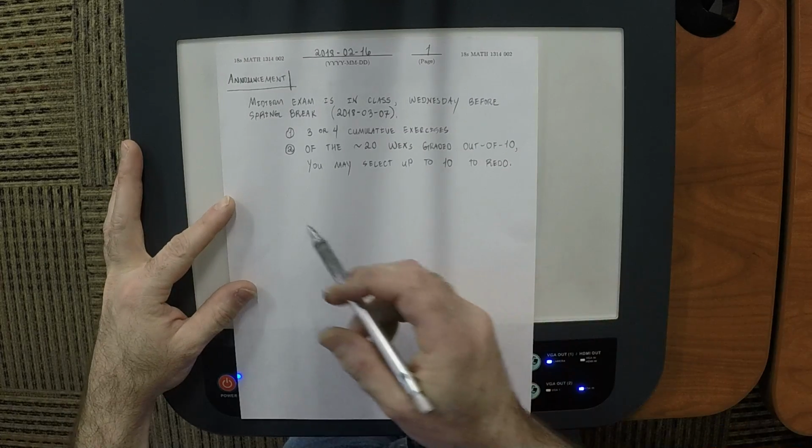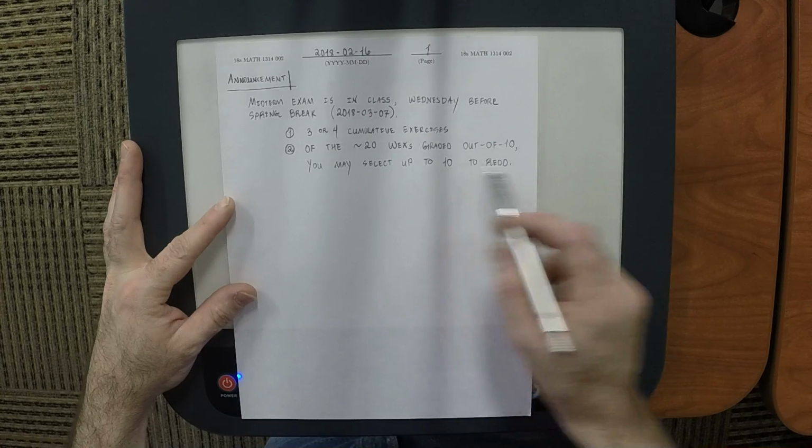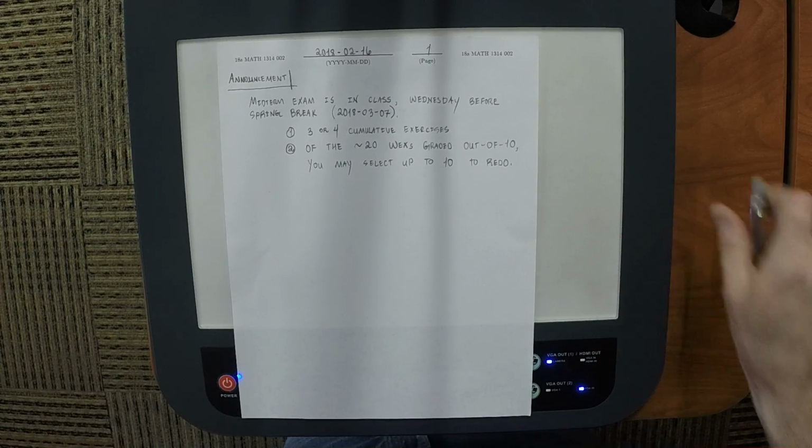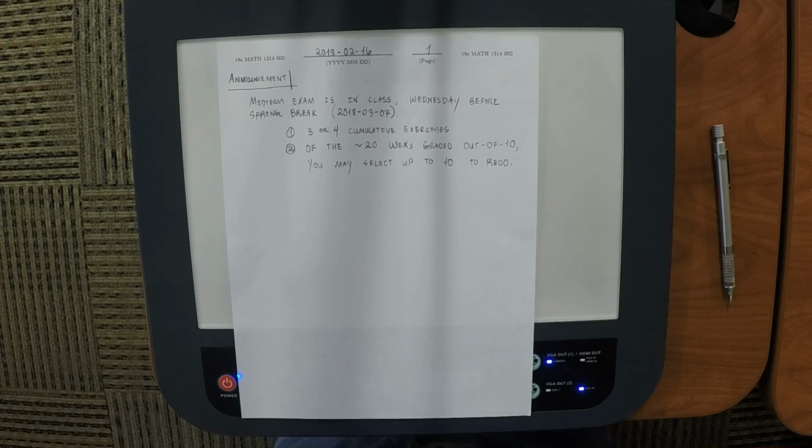Okay. So, of the approximately 20 WEXs that are graded out of 10 up to that time, you may select up to 10 to redo. So, what does that mean? It may be the case, I don't recall, but let's say, for sake of argument, that WEX 092, which would be question 2 from lecture 9, was graded out of 10, and you did not do very well on that exercise. Suppose maybe you got a 2 out of 10 and you're not happy with that result on WEX 092.